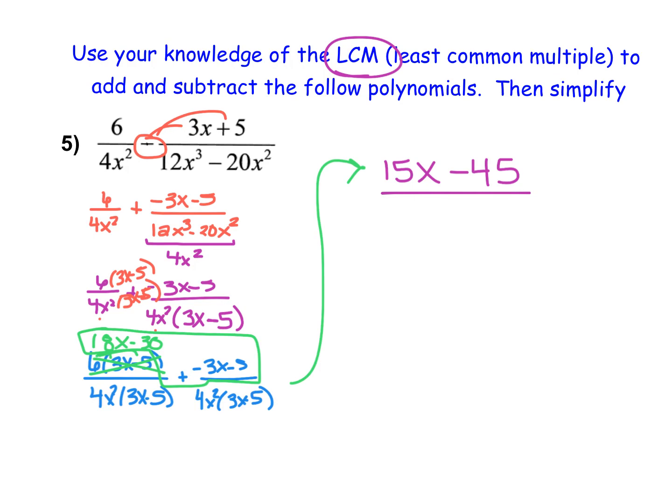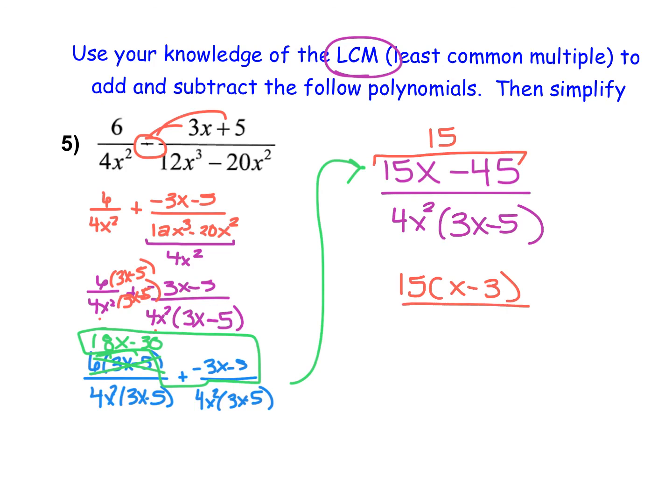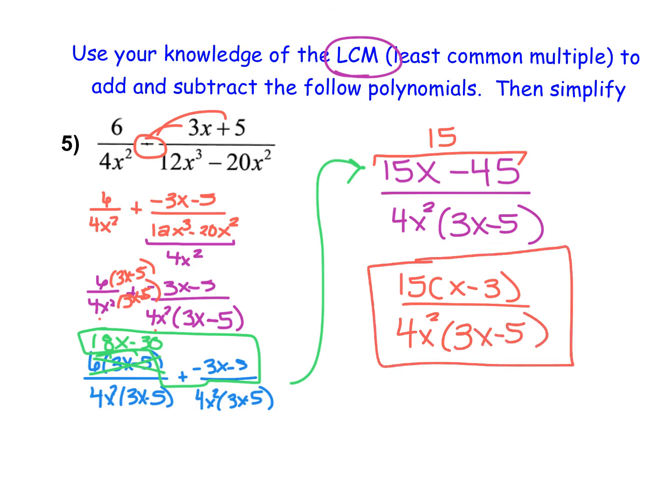So now if I write this out with my denominator of 4x squared times 3x minus 5, I do want to make sure that this is fully factored, so I'm going to look in my numerator and see if I can use any factoring strategies. The only thing I notice is these have a greatest common factor of 15, so I can factor that further to be 15 times x minus 3. But what I notice is that even if I factor that numerator out, it doesn't cancel out with anything in the denominator, and as a result, this is my final answer.